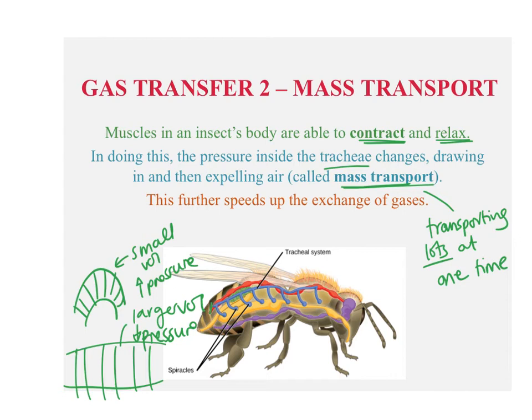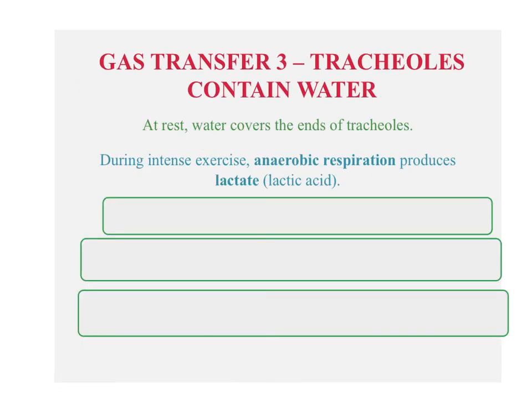So we're going to be talking about it in terms of insects and fish, and then we're going to be looking at the heart and the lungs, and then finally at plants. And all of those are mass transport systems. And the idea of mass transport is it helps to speed up the process of gas exchange in the organism that it's happening in. And the final adaptation that we're going to take a look at is how the tracheoles and the fact that they're covered with water, with that body fluid at the end of them, is actually beneficial to gas exchange.